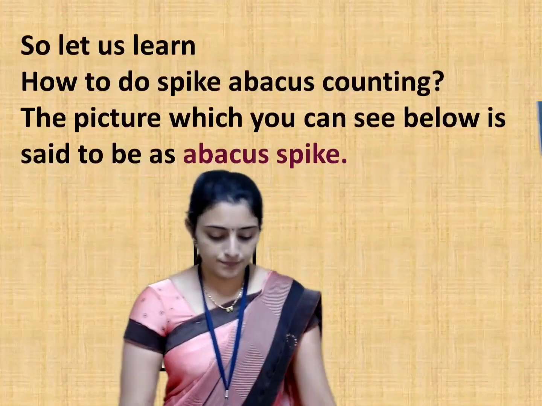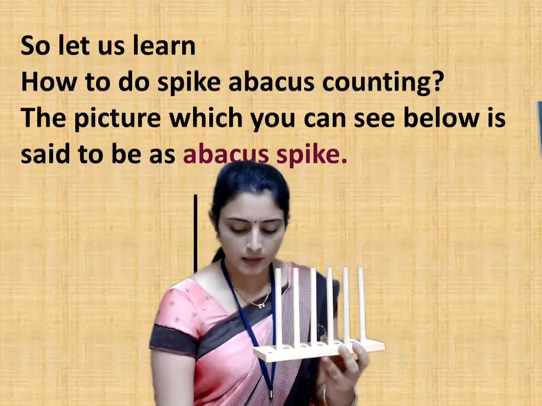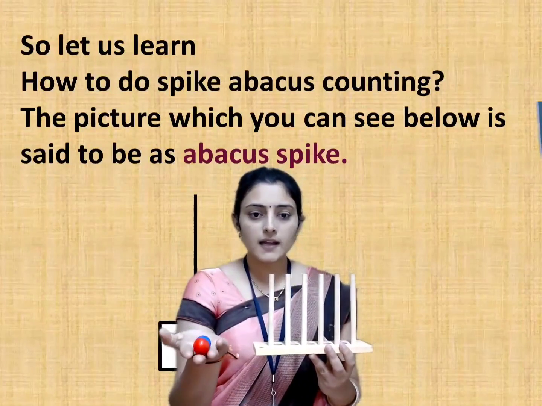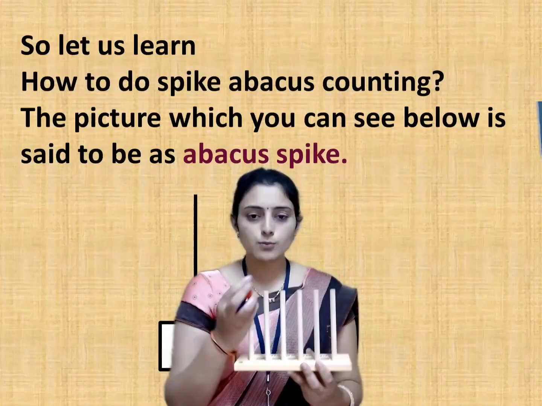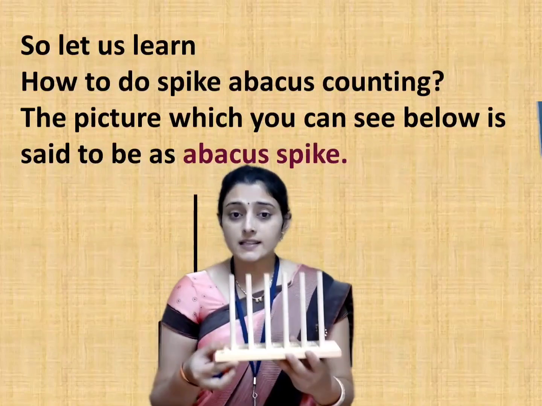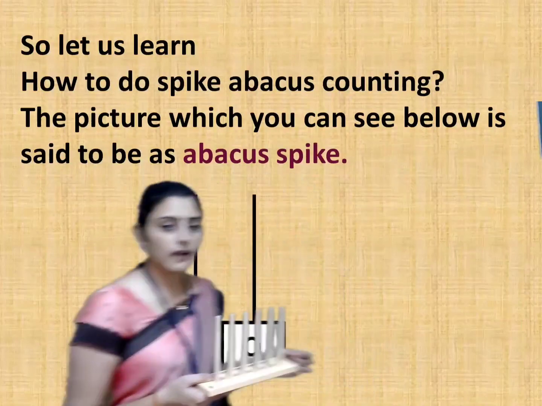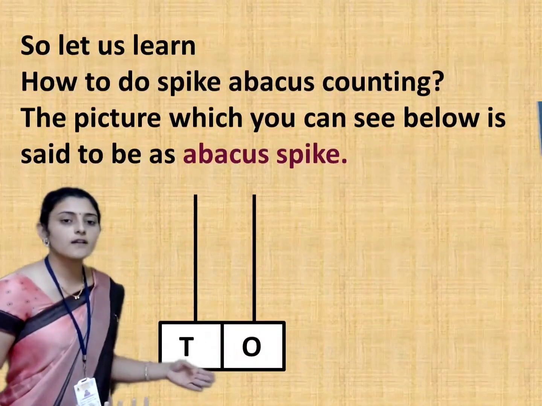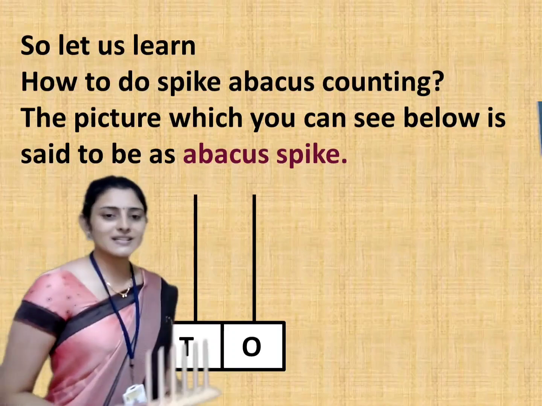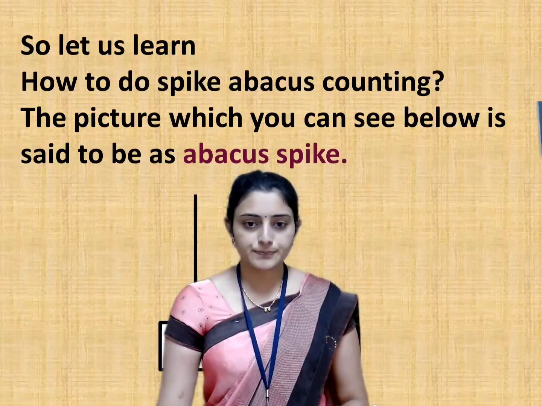Now, this is the abacus spike in my hand and these are the beads in my hand. With the help of these both, we are going to do the counting. This is a real one, but if you want to, you can draw this abacus spike in your book and do the counting. So now, let's take one example.